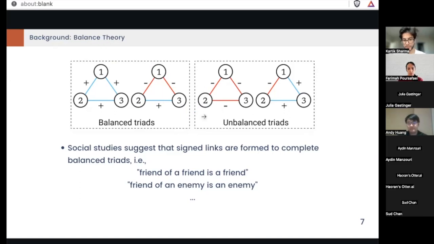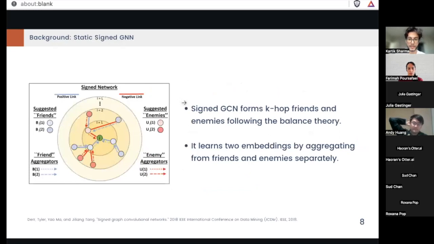And this kind of structure is there in real world signed networks. And a good model should exploit this, would be the expectation. So balance theory has indeed inspired representation learning for static signed networks. And in particular, we can see here the signed GCN model, because what it does is it forms k-hop friends and enemies following the balance theory.